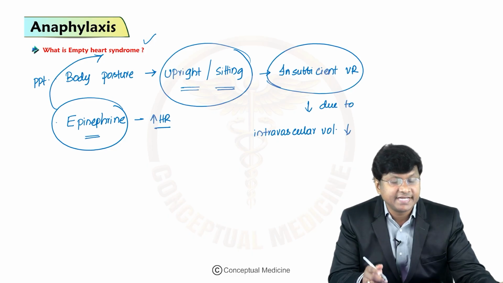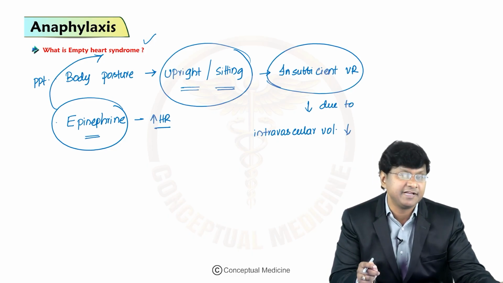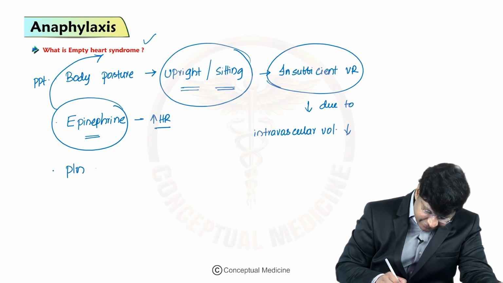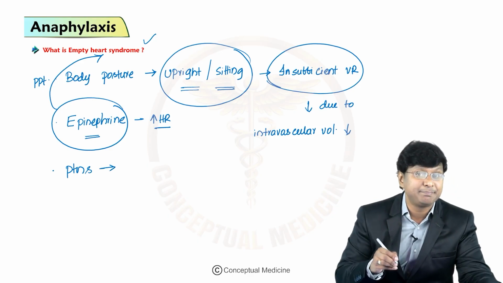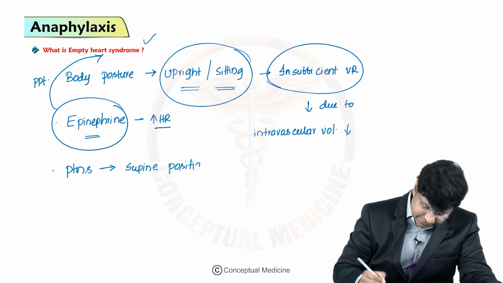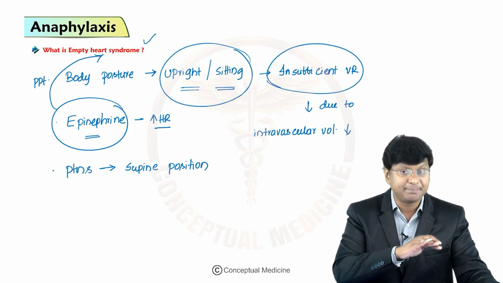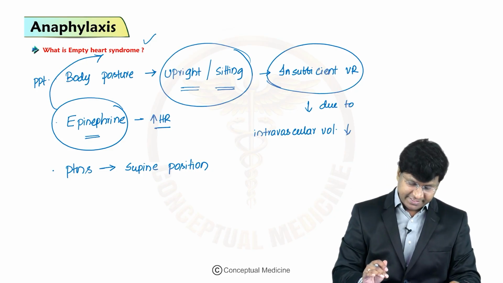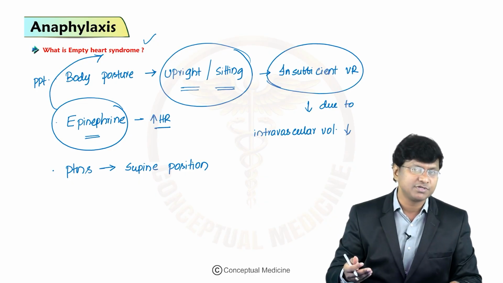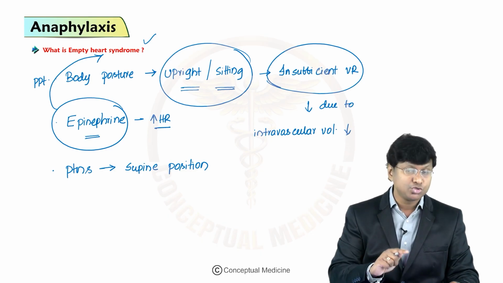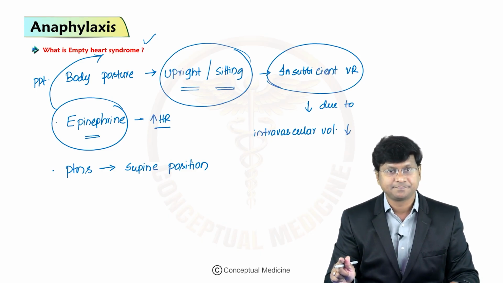For this reason, patients who suffer from anaphylaxis have to be placed in supine position before receiving the epinephrine, because in supine position, the gravity will not be there, so the venous return will improve. And the patient should not be placed in upright or sitting posture.